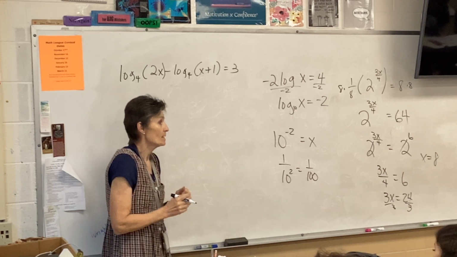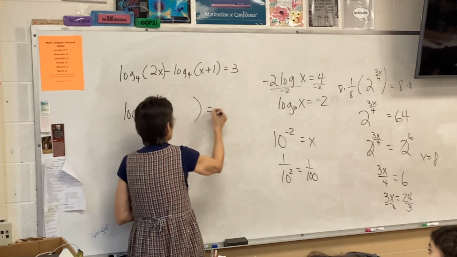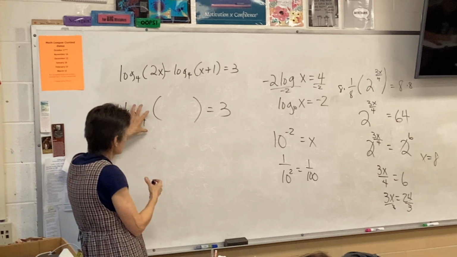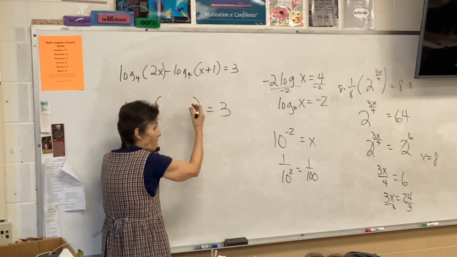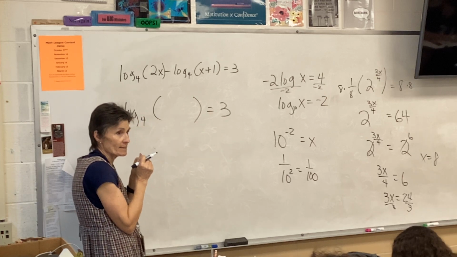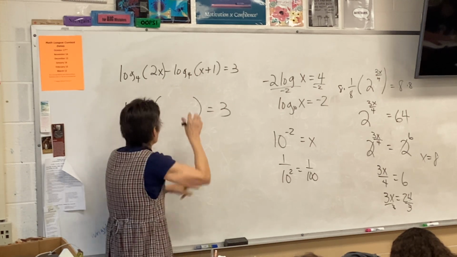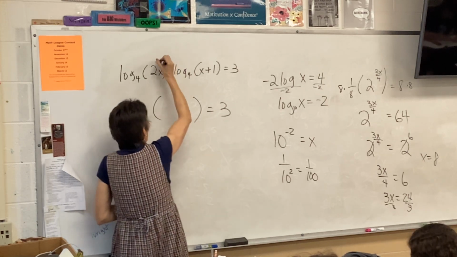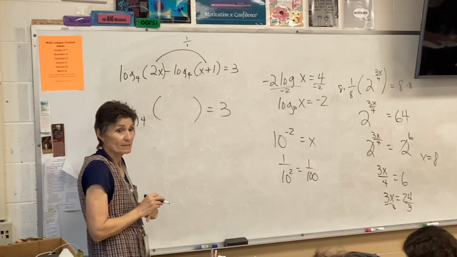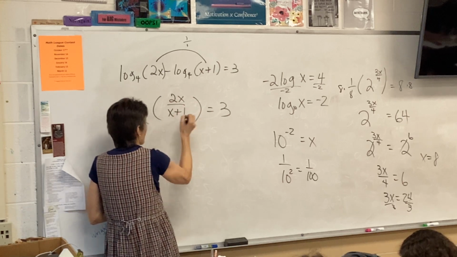Are you ready? Combine. And when they combine, I want you to get in the habit of writing log base 4 and then one giant parentheses. What's going to go in that giant parentheses? The 2x and the x plus 1. But see that minus? When I put these together, this time they're going together as a divide, a fraction. So it's going to be 2x over x plus 1.